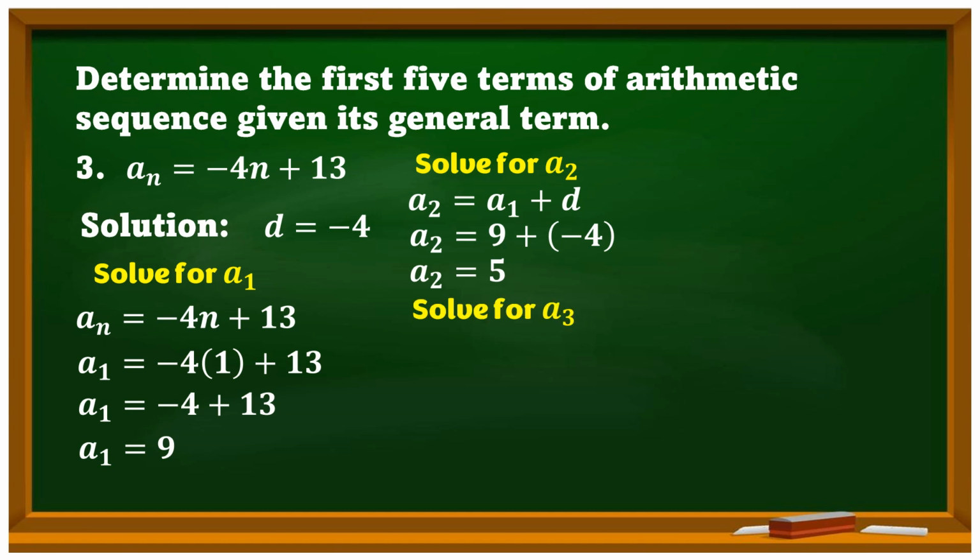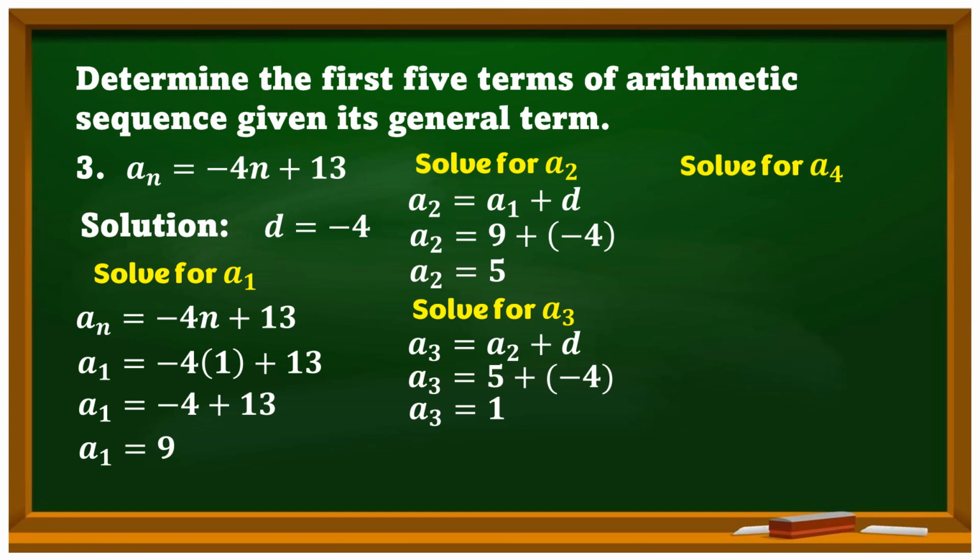Next, let us solve for a sub 3. A sub 3 is equal to a sub 2 plus d. The value of a sub 2 is 5 and the value of d is negative 4. So we have a sub 3 equals 5 plus negative 4. So 5 plus negative 4 is equal to 1. The value of a sub 3 is 1.